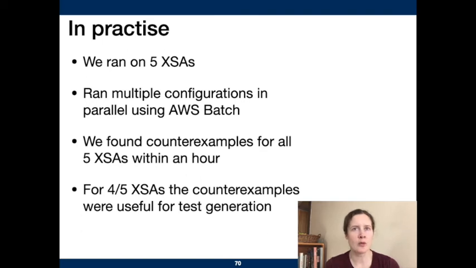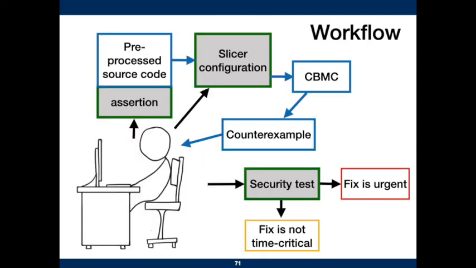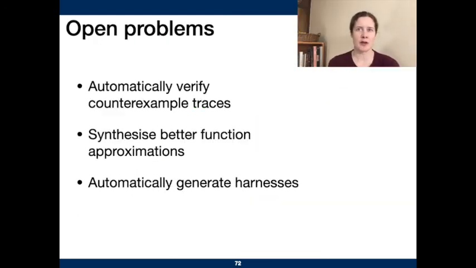So what is the potential workflow now? Well, the engineer gives an assertion and a configuration to the slicer, runs CBMC, generates a counterexample, and then this counterexample can be used to generate a security test, and the engineer can determine whether this counterexample is valid or not. We're not able to fully automate our security experts, but we can provide them with some tools to help them do their jobs quicker. And there are plenty of open problems, including automatically verifying whether the counterexample traces are valid, synthesizing better function approximations, and automatically generating these harnesses for the XSAs.